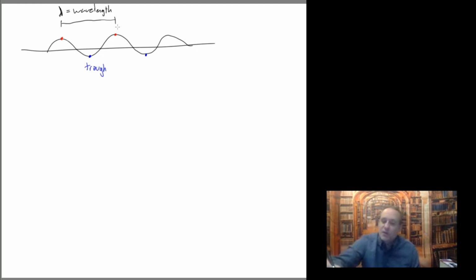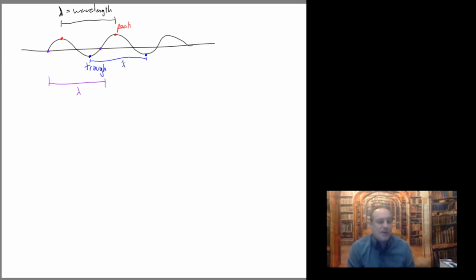T-R-O-U-G-H. These are the peaks. We can also characterize the wave by looking at where it crosses the middle, but then we have to be a little more careful, because the next time it crosses the middle is only half of the wave. So if it crosses the middle going up, we look for when it crosses the middle going up again. So this distance is also lambda, and this distance is also lambda.